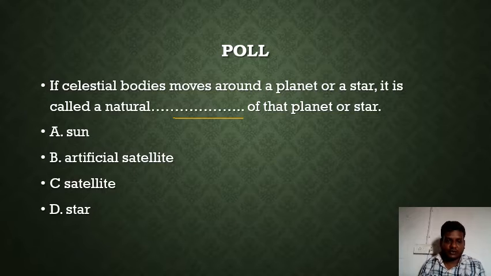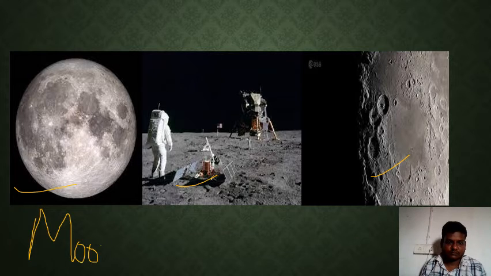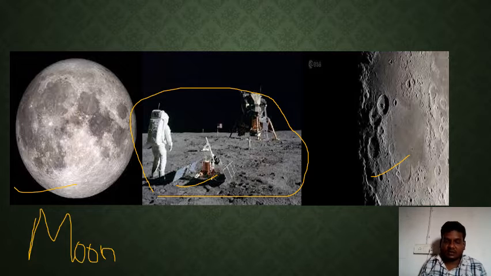Do you know the correct answer? Which one? Here is the satellite. What do you observe? This one, and this one. Yes, student, tell me. The first one is our only natural satellite, the Moon. This is the surface of the moon area.